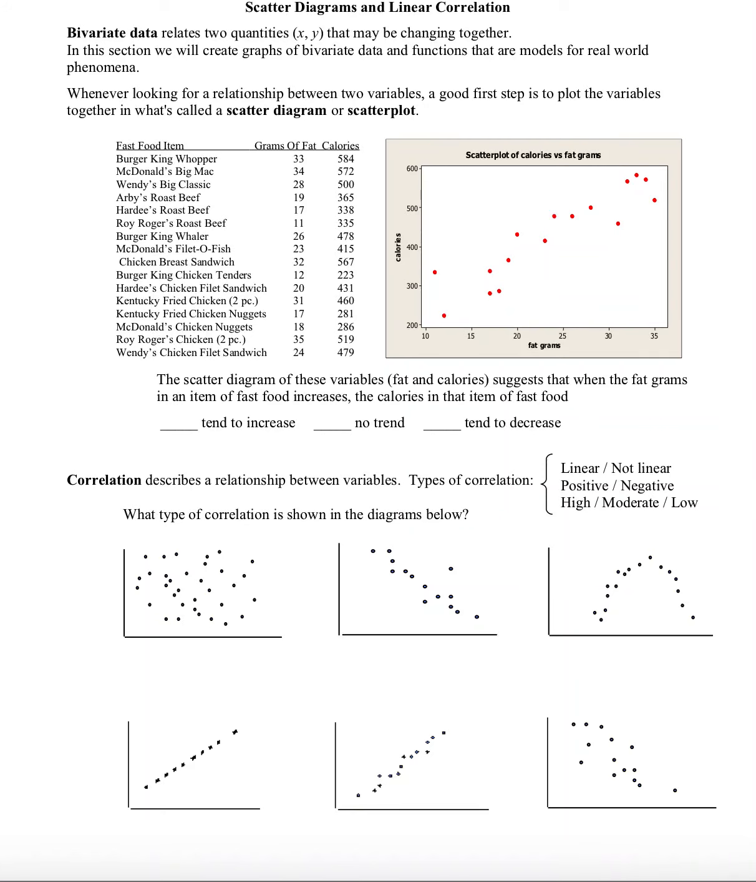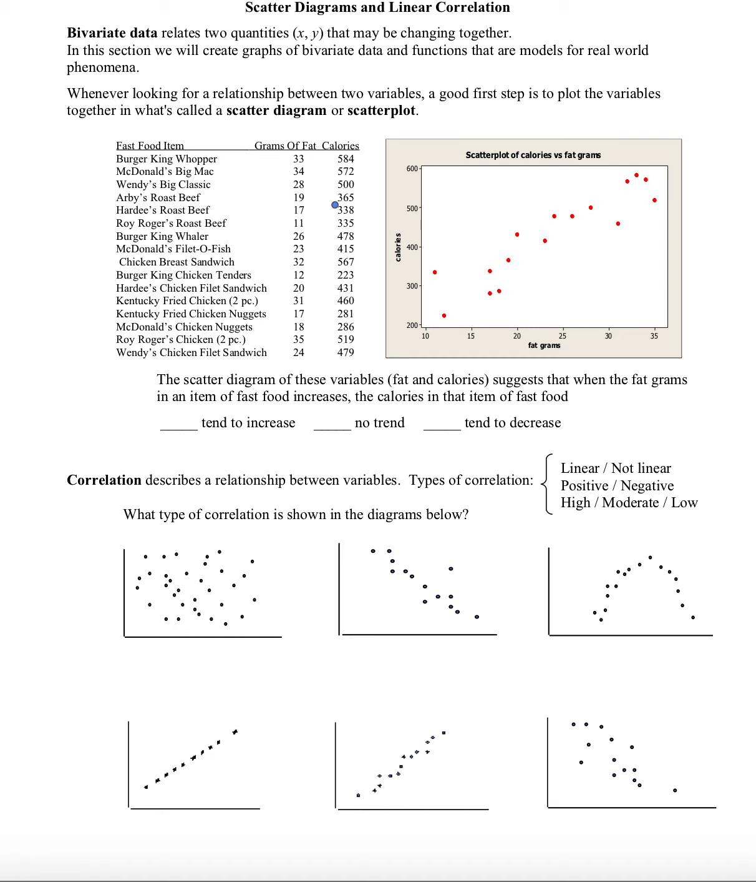Bivariate data relates two quantities x and y that may be changing together. In this section, we'll create graphs called scatterplots of bivariate data. Below is a scatterplot of calories versus fat grams for some common fast food items. A scatterplot simply takes an x and a y together as a coordinate pair and plots them.